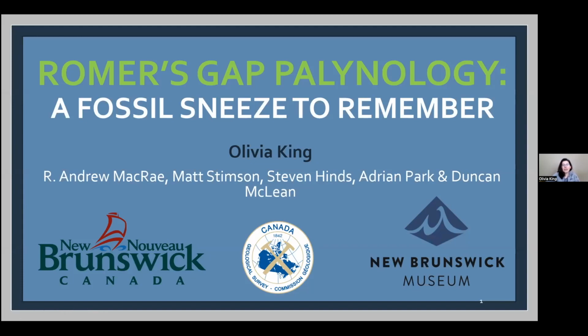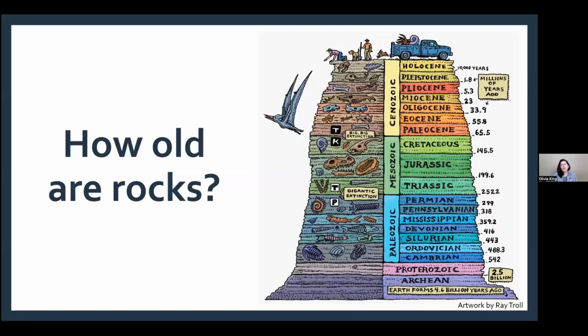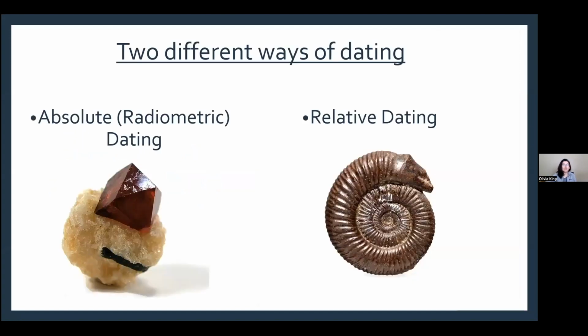But what we're going to be looking at more specifically is how old are rocks and how do we date them? So there's two main methods. One is absolute or radiometric dating, and the other is relative dating.